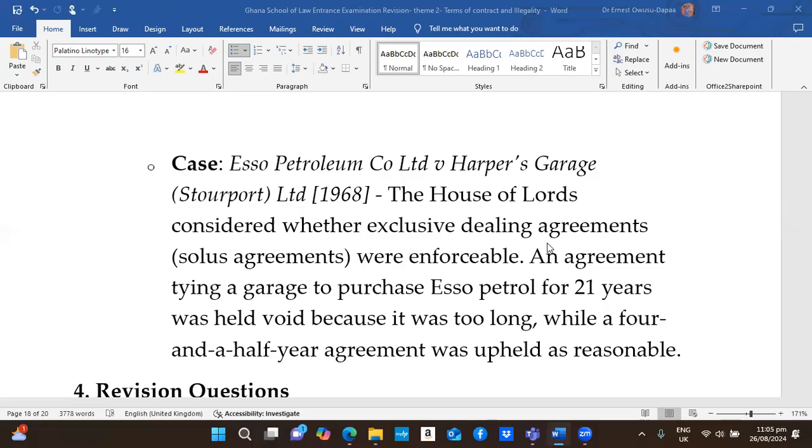And that is why a stringent test is set: a contract in restraint of trade, whether with respect to an employment contract or with respect to sale of business, will be determined according to the reasonableness test, the geographical scope, the general scope of the clause, the duration, and all that. All these are matters which will weigh on the mind of the court in trying to determine whether a particular contract in restraint of trade or restraint of employment is reasonable or not.